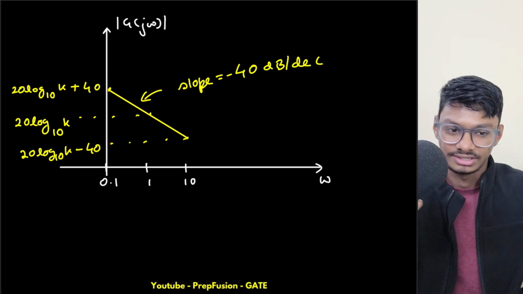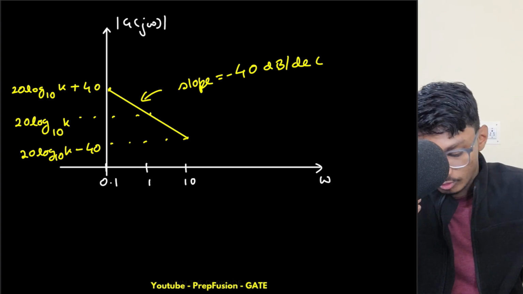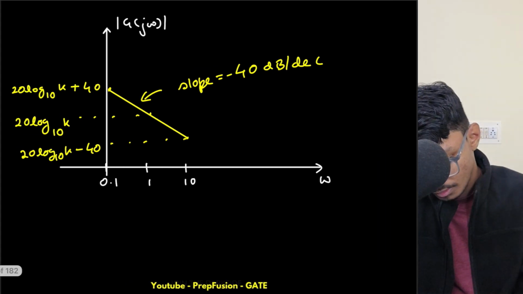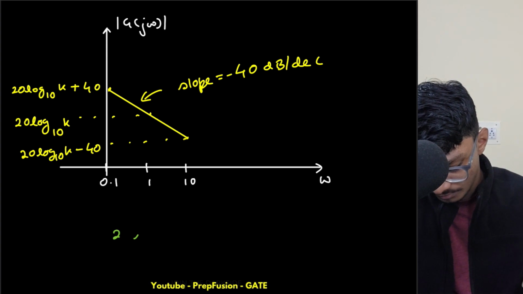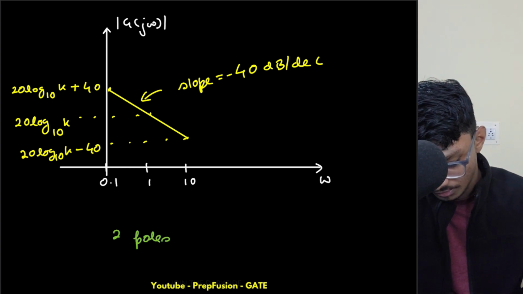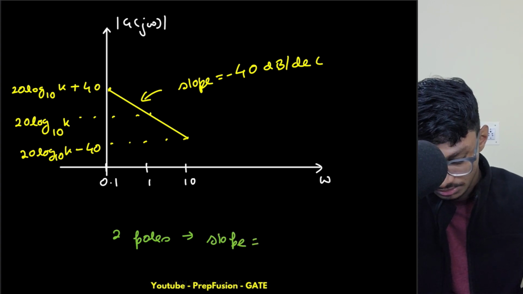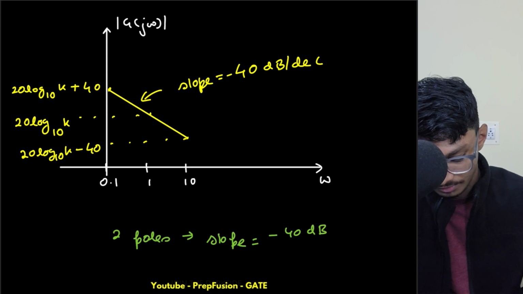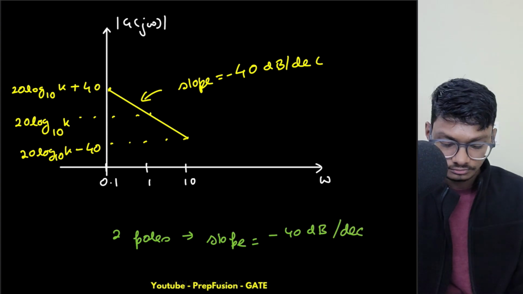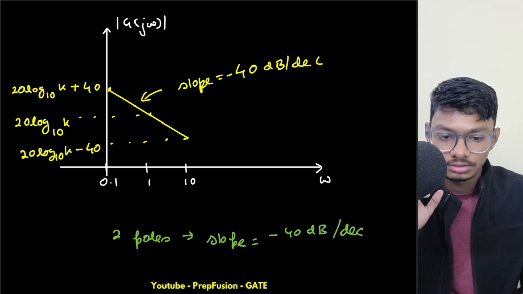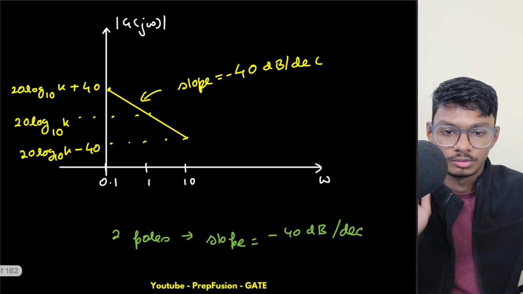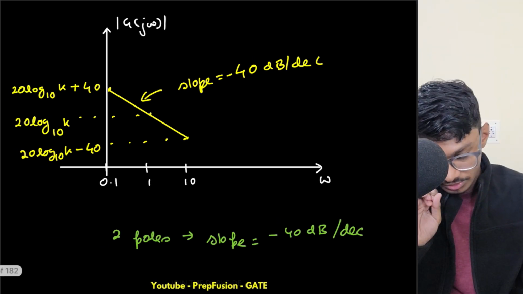The slope formula we have already done, so I'm not giving it again. So for two poles, I'm getting a slope of minus 40 dB per decade. Now what about for 3 poles? How much slope will I get for 3 poles?